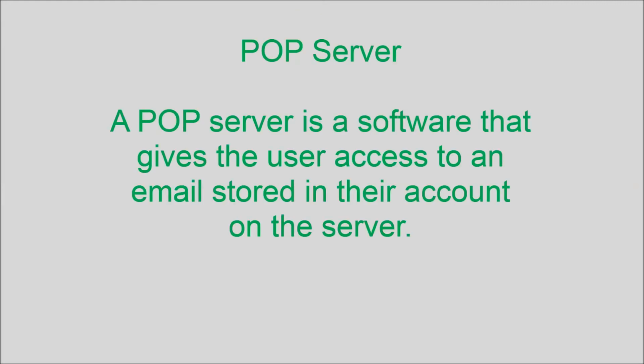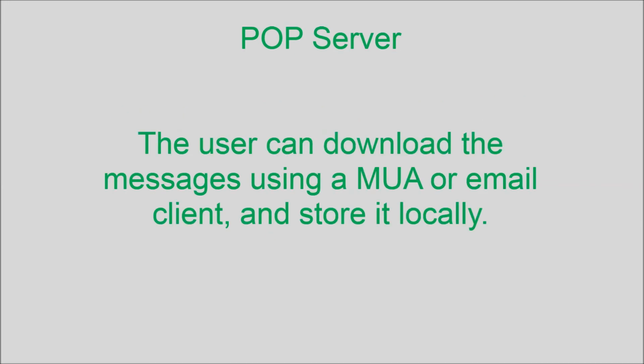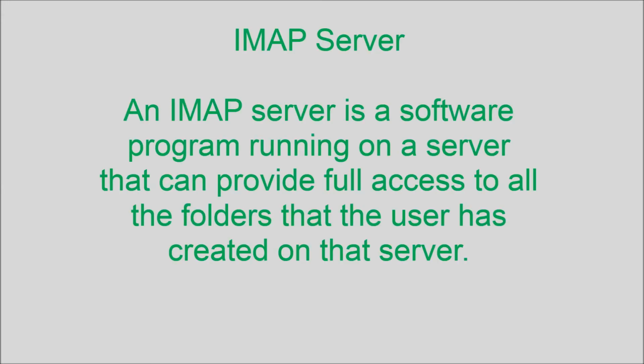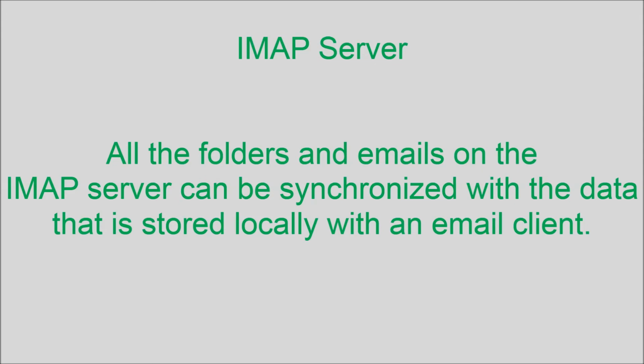A POP server is software that gives the user access to an email stored in the account of the server. The user can download the messages using an MUA or email client and store them locally. An IMAP server is a software program running on a server that can provide full access to all the folders that the user has created on that server. All the folders and emails on the IMAP server can be synchronized with the data that is stored locally with an email client.